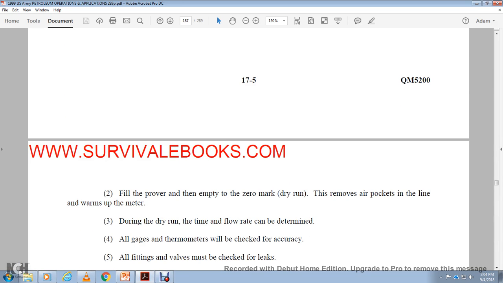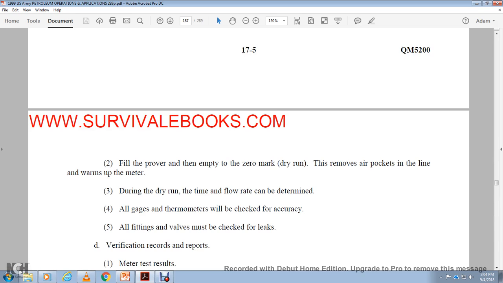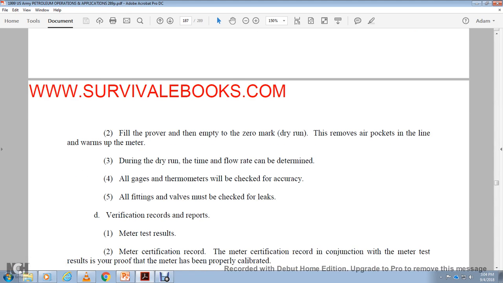All gauge thermometers will be checked for accuracy. All fittings and valves will be checked for leaks. Verification records and reports: meters and test results.